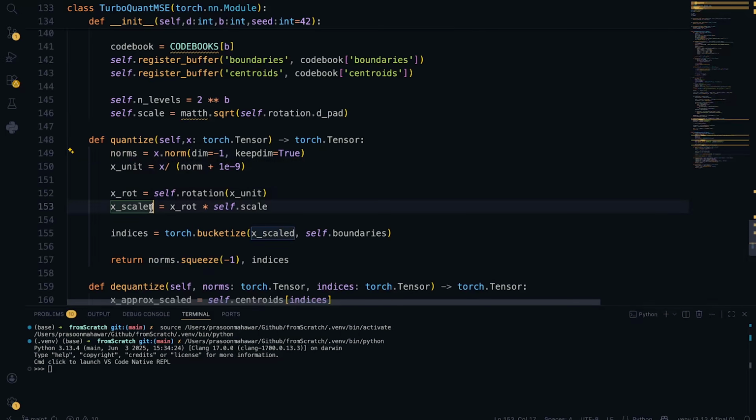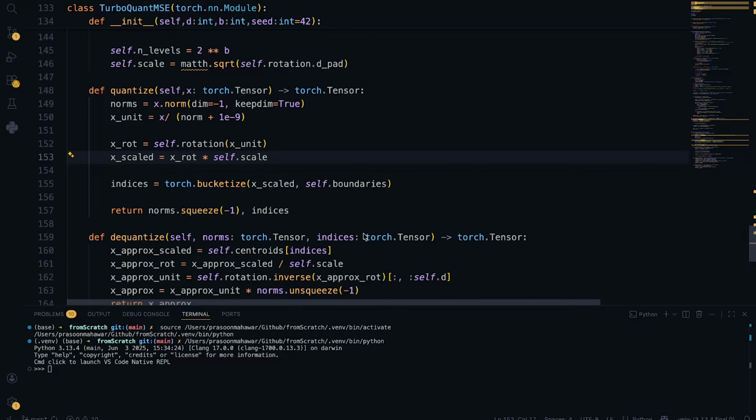Then x_scaled equals x_rot multiplied by self.scale. After a rotation, each coordinate has a variance of 1 divided by d_pad, since the rotated unit vector's coordinates share the total norm squared of 1. Our Lloyd-Max codebook was designed for N(0,1), so we scale by the square root of d_pad to bring the variance to 1 before quantizing.